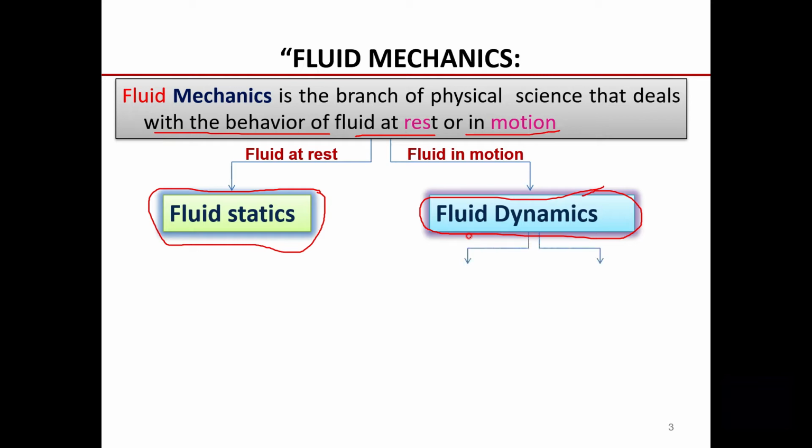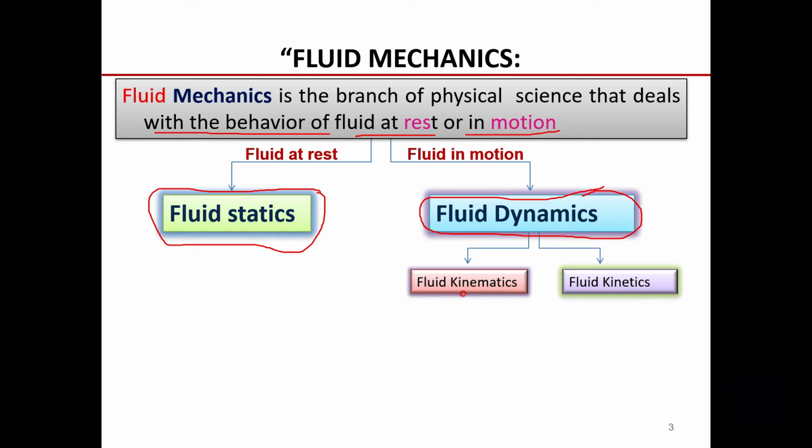Again, in fluid dynamics there are two branches. One is fluid kinematics, another one is fluid kinetics. Since we are studying fluid mechanics, we have to bother only about fluids. Here is fluid kinematics. As you know, kine means motion, as in kinetic energy. Matics means you will be applying mathematics for the analysis of fluid motion. That is what we call kinematics, like kinetics. Here this one is kinetics and this one is kinematics.